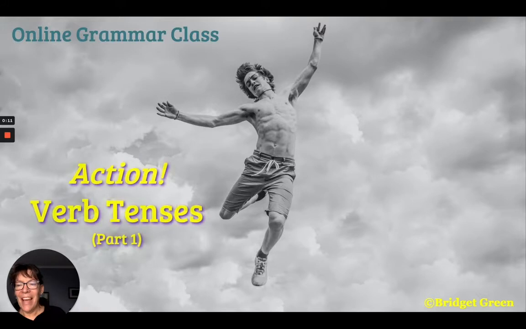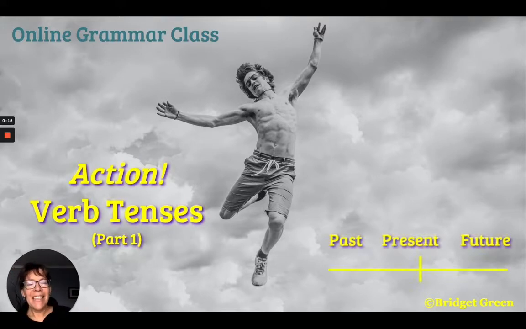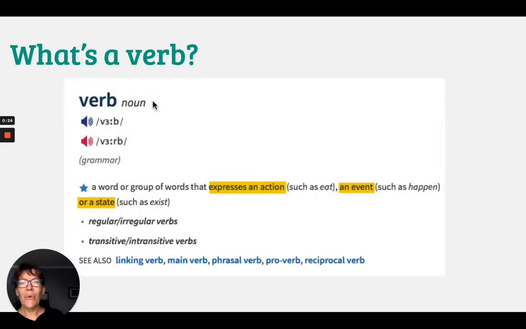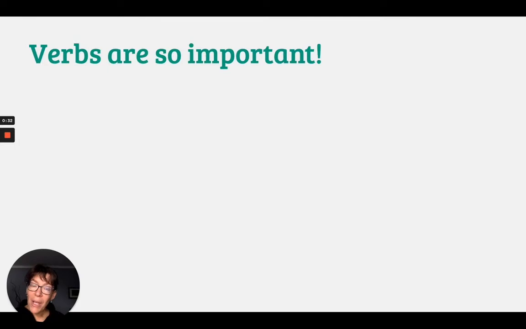Verbs. Yes, about verb tenses. Okay, let's get started. This will be about the past and the present. Later we'll talk about the future. Okay, so first, what is a verb? It's a group of words that expresses an action, an event, or a state. We'll talk about that later, but they are very important.